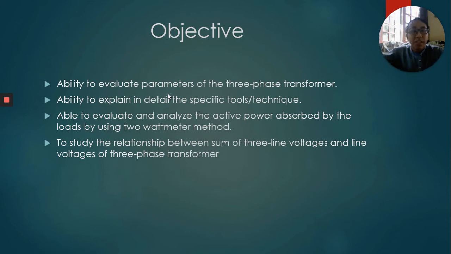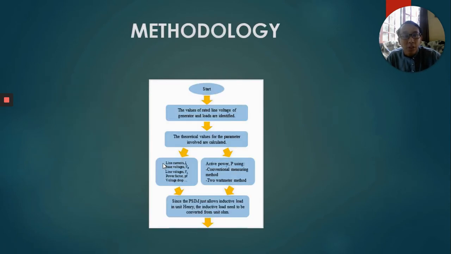So the objectives that I present are: the ability to evaluate the parameters of the three-phase system, as I told you; the ability to explain the details and the specific tools and techniques, which I will tell you about later; the ability to evaluate and analyze the active power absorbed by the load using 2 wattmeters; and to study the relationship between the sum of three line voltages and the line voltage of three-phase transformers. Okay, these are the objectives. So we proceed to the methodology.